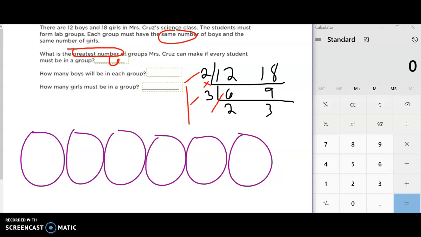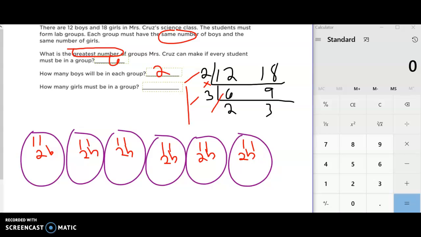Now think, how many boys will be in each group? Well, let's do it out. 1, 2, 3, 4, 5, 6 boys, 7 boys, 8 boys, 9 boys, 10 boys, 11 boys, 12 boys. Well, how many boys are going to be in each group? That's right, 2. That means there are 2 boys going to be in each group. Now, you didn't have to do out those little ticks or tallies. You could have just said 12 divided by 6 gives me 2. 2 boys are in each group.